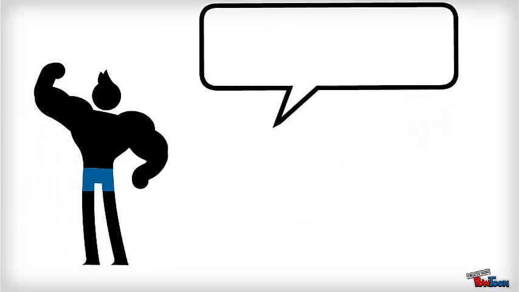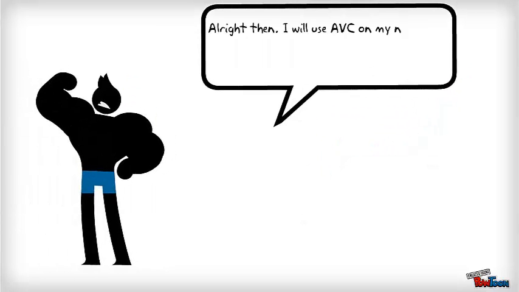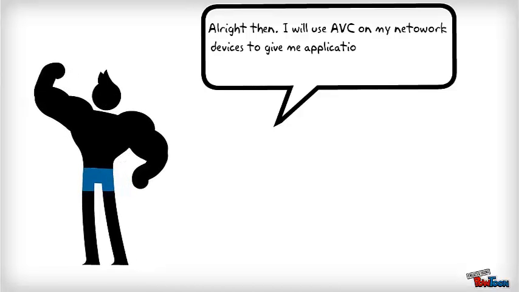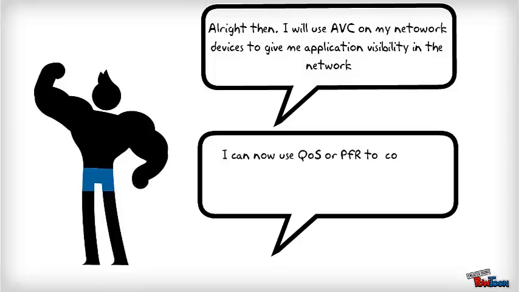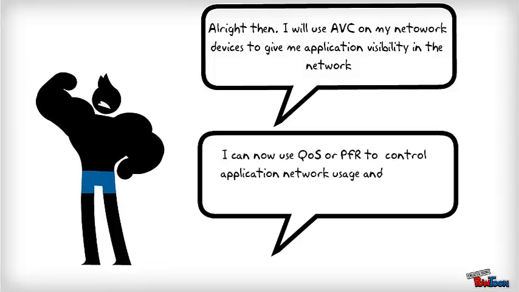Using AVC on the network devices, our network manager can gain application visibility in the network. Further, AVC can be clubbed with QoS or PFR to control application network usage and improve application performance.